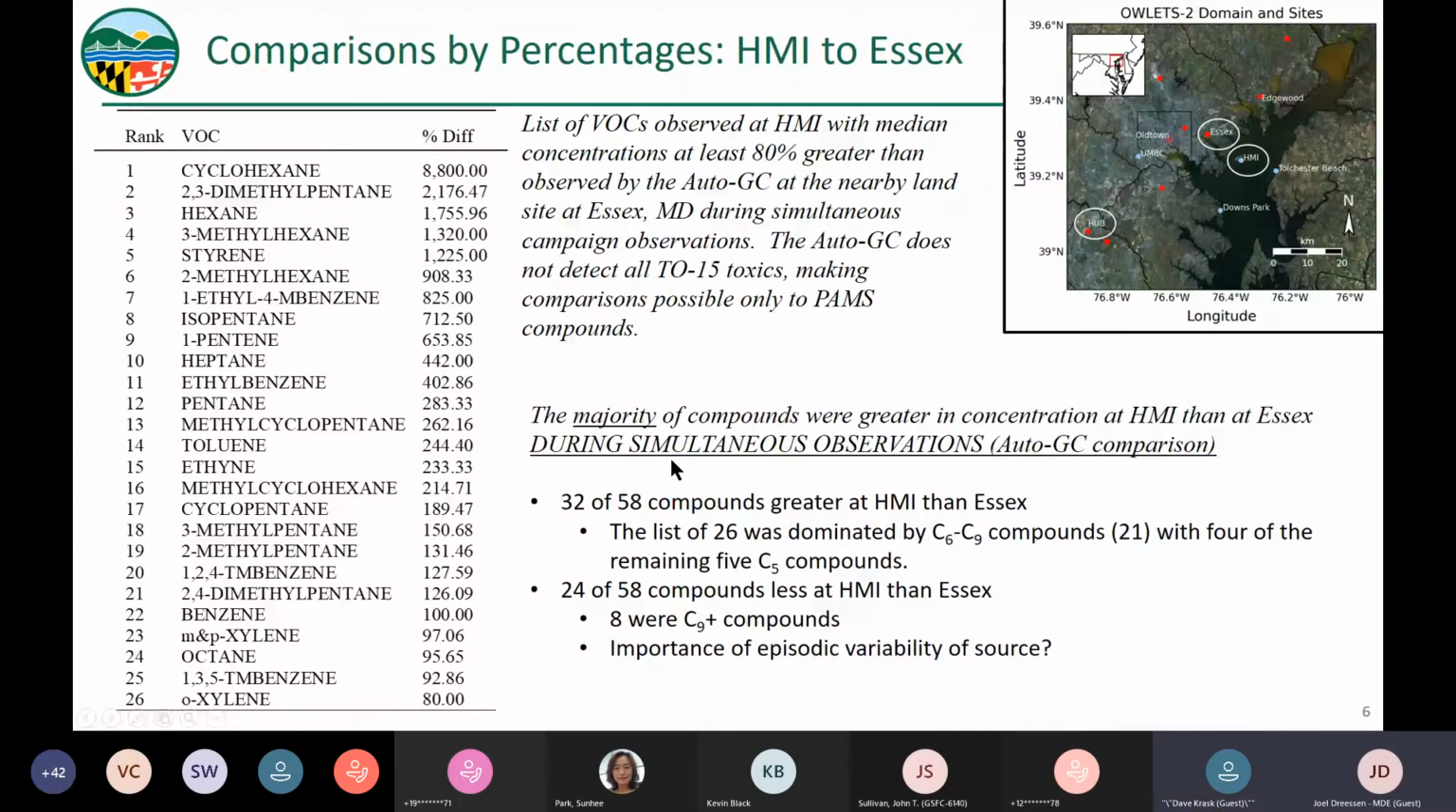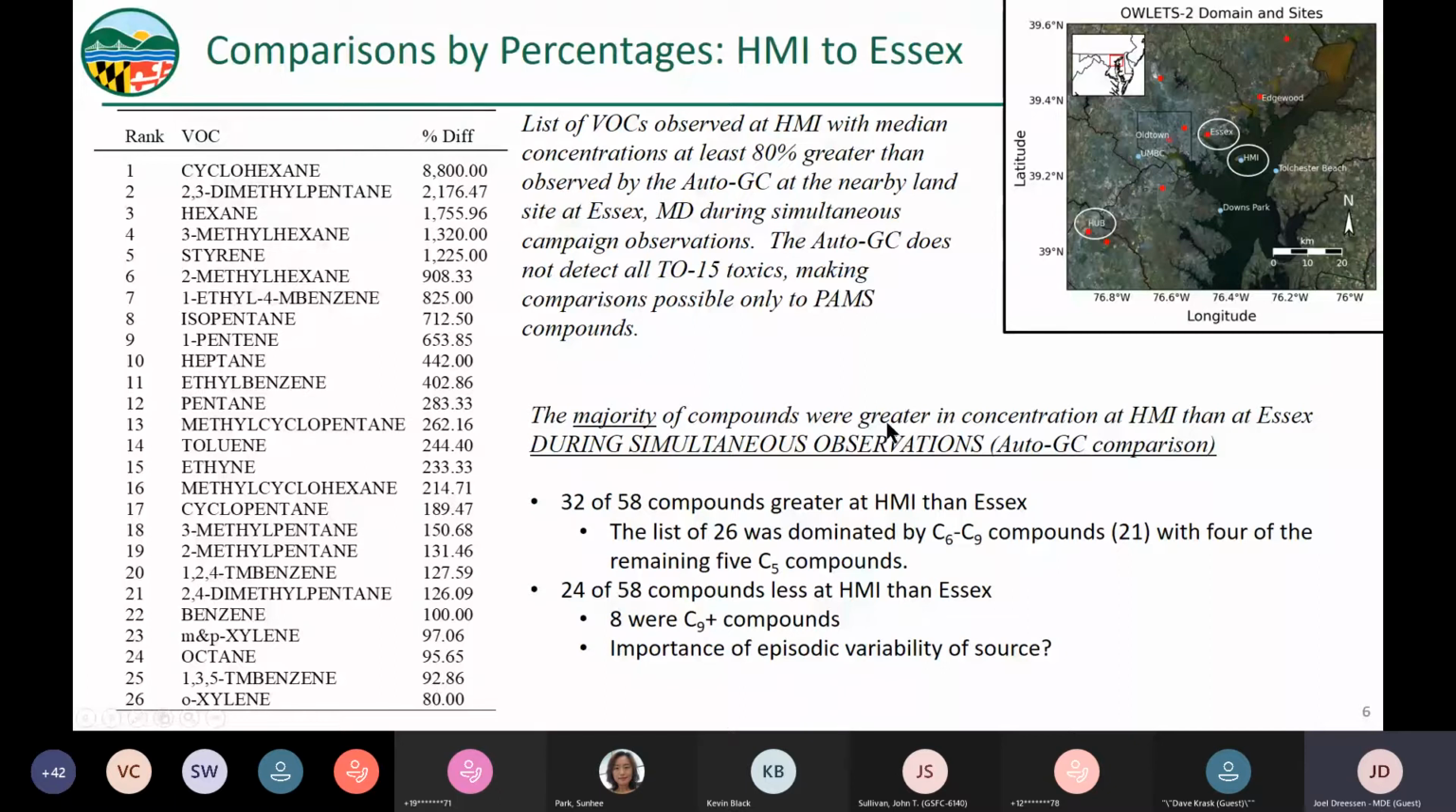Okay, that's great. Now we have a picture of the mass that's out there. But let's actually compare the differences between the two sites, Hart-Miller Island and Essex. And I wanted to look at the exact same observation times. So I used the auto GC, the chromatograph at Essex, which is hourly observations, and then binned them so that they were the same as what was at Hart-Miller Island, time-wise, to see which compounds percentage-wise changed or were most significantly different. Cyclohexane was way off the chart. So, but you can see the list here for yourselves.